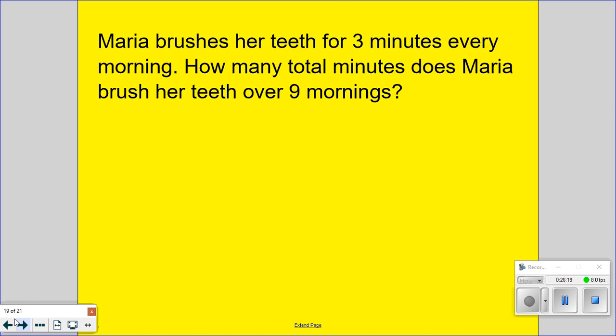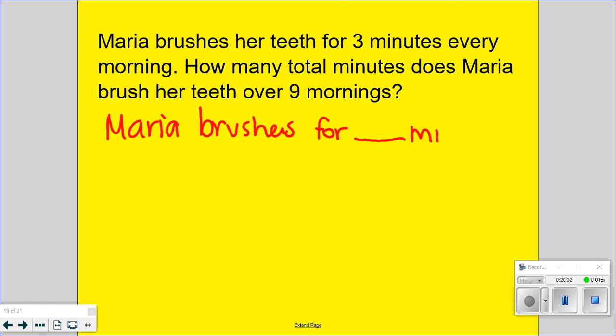Kaden? Maria brushes for blank minutes. I'm going to add on to that, Kaden. Over 9 mornings. So for 9 mornings, this is how many minutes she brushes. Each morning she brushes for 3 minutes.